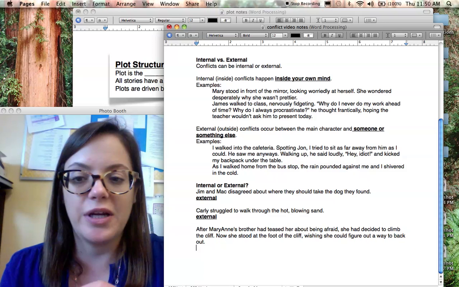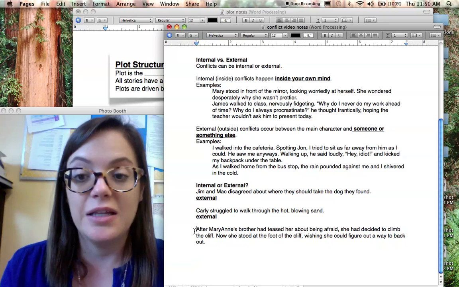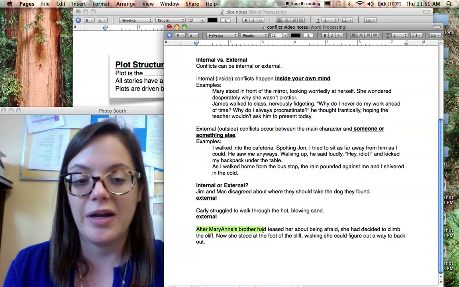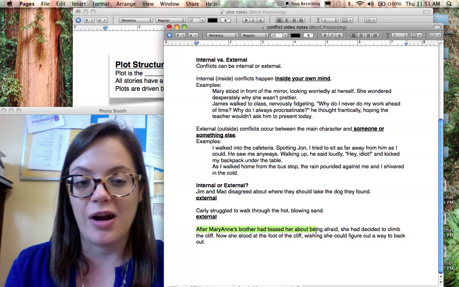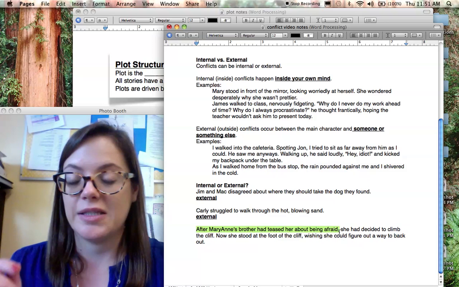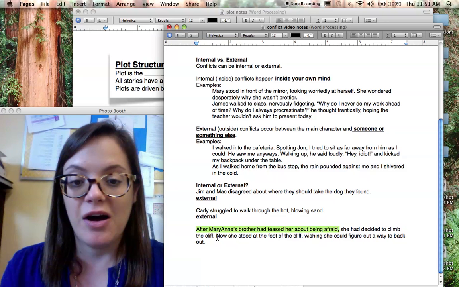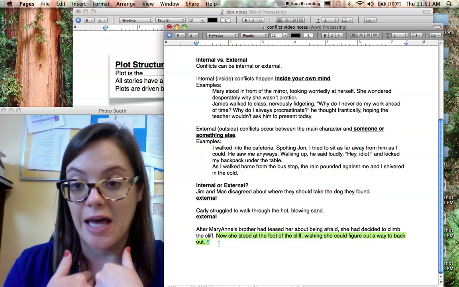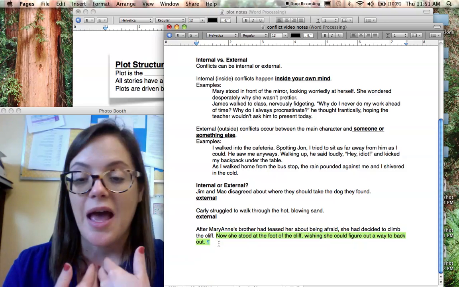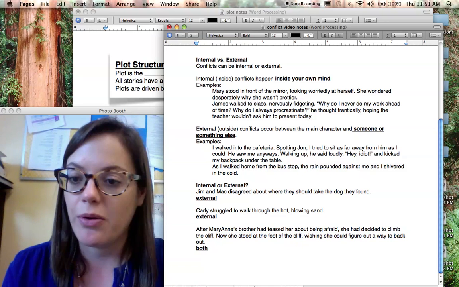Now, this one's a little trickier. So, we have an external conflict to start it out. Mary Ann's brother had teased her about being afraid. So that's a conflict between her and her brother, so that's external. But now we have Mary Ann at the foot of a cliff trying to figure a way out. So now it's become an internal conflict inside of her, where she's committed to do this and now she's trying to back out on it. Okay, so I'm going to say this one is both.